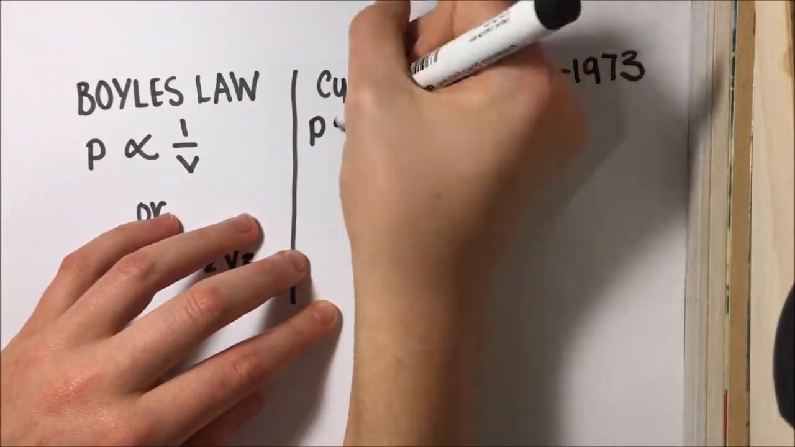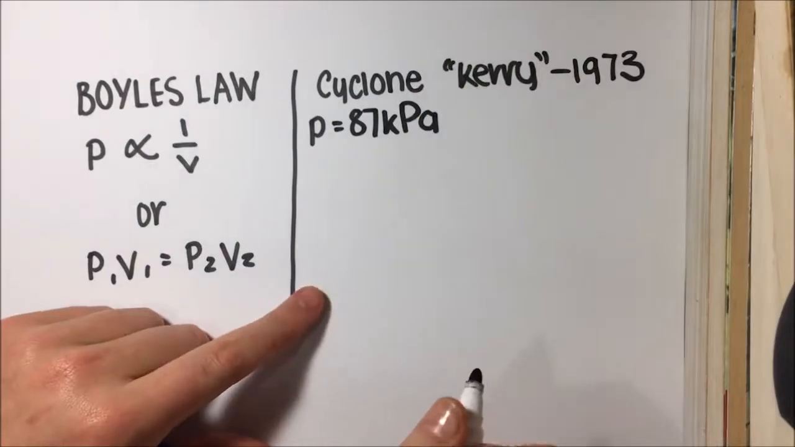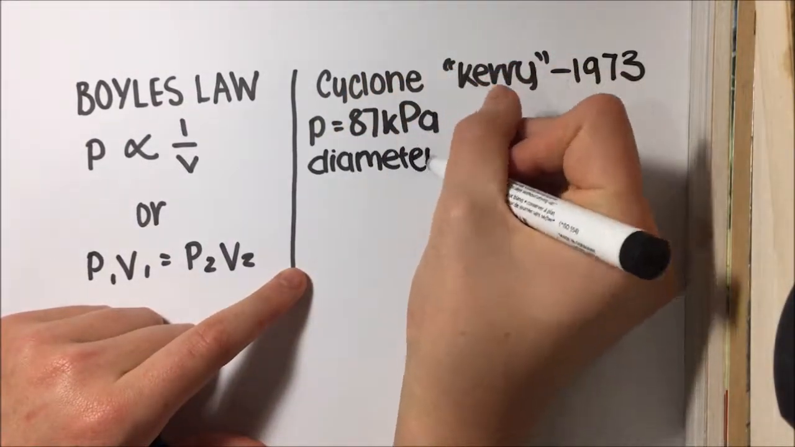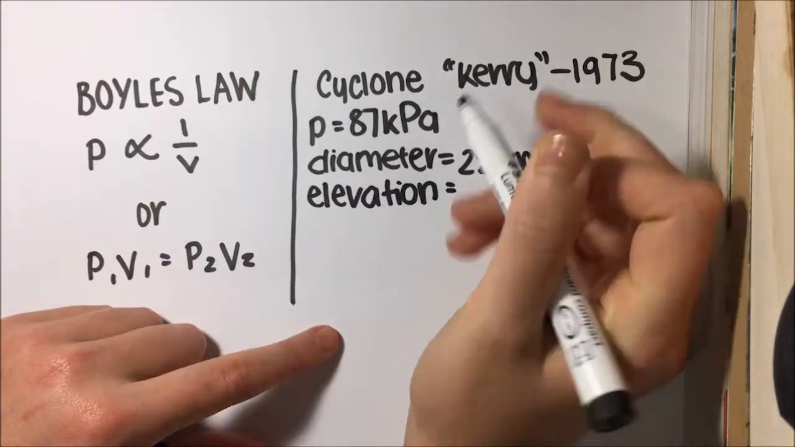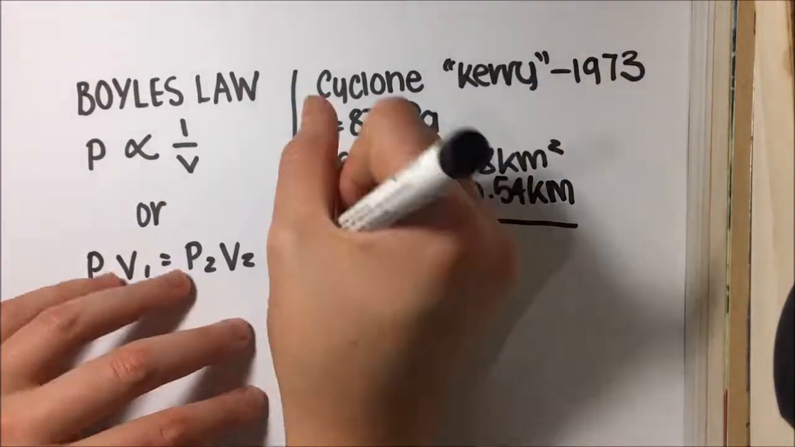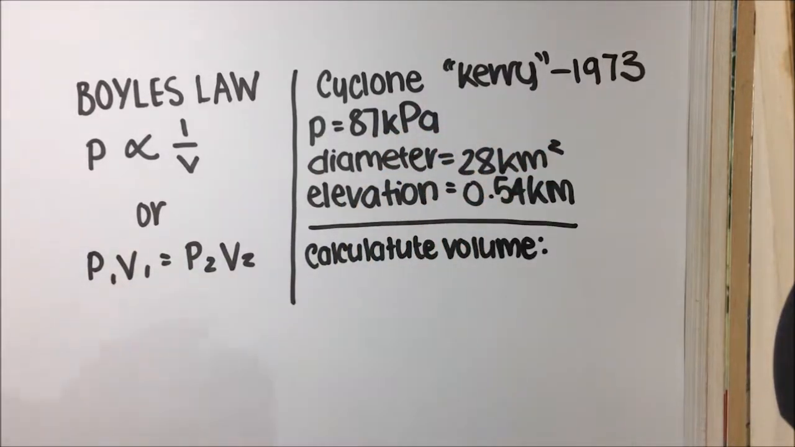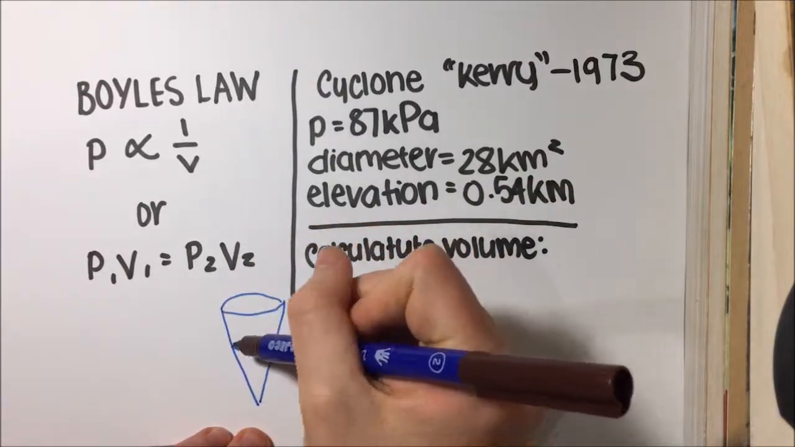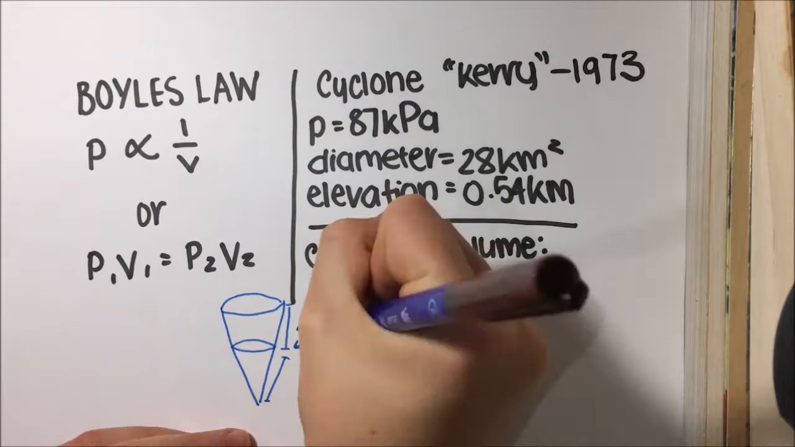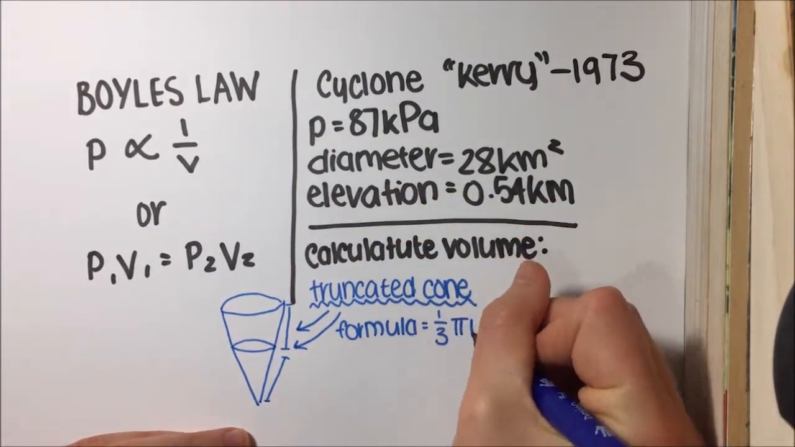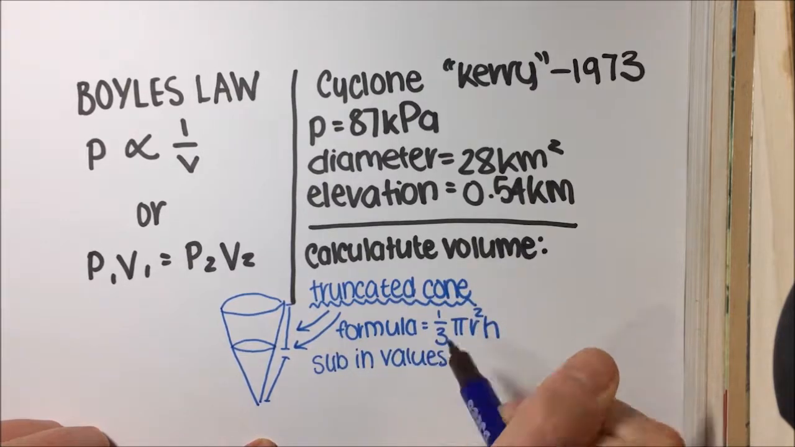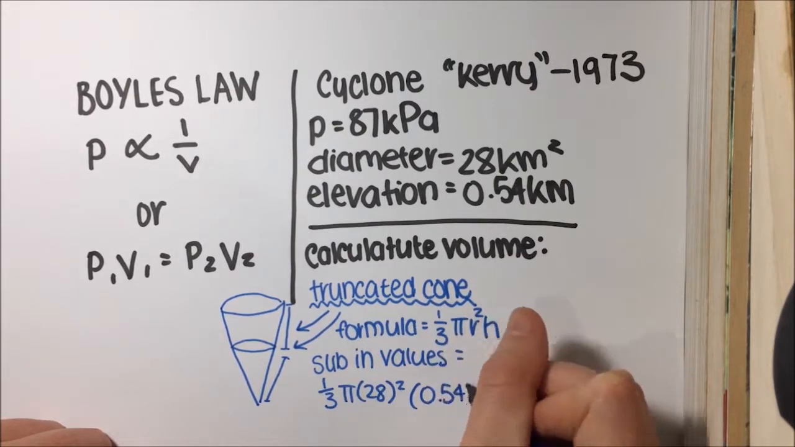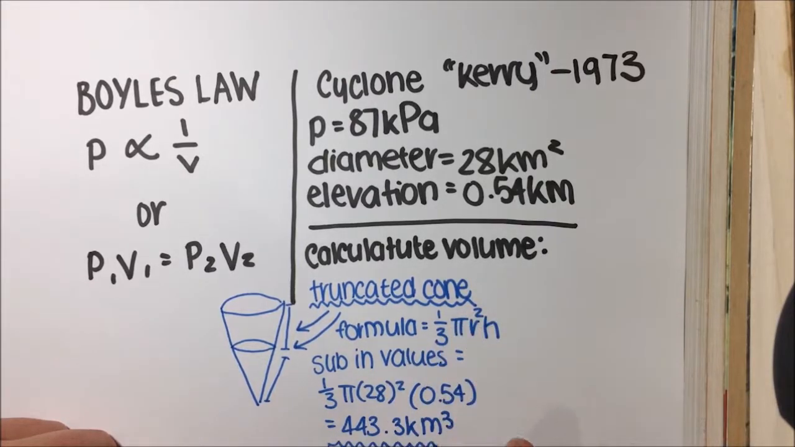So for example, say 1973's Cyclone Kerry, with a pressure of 87 kilopascals, measuring approximately 28 kilometers in diameter and 0.54 kilometers in elevation. In order to apply Boyle's law, we must first calculate the volume. The formula is 1 over 3 pi r squared h. Subbing in values, 1 over 3 pi 28 squared 0.54. The total value is 443.34 kilometers.